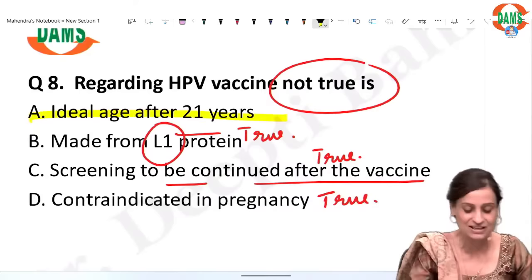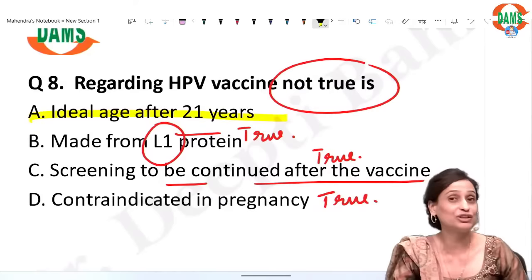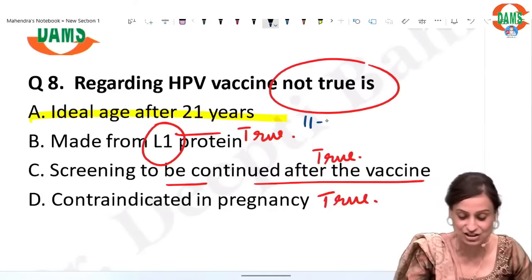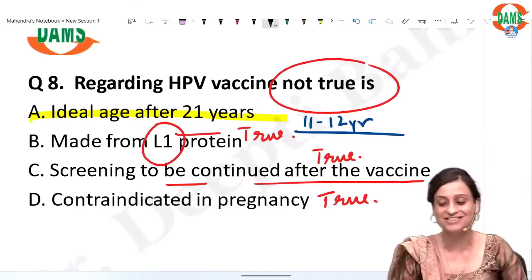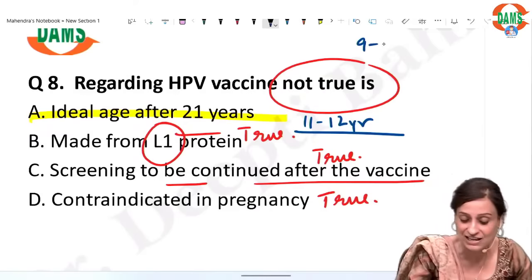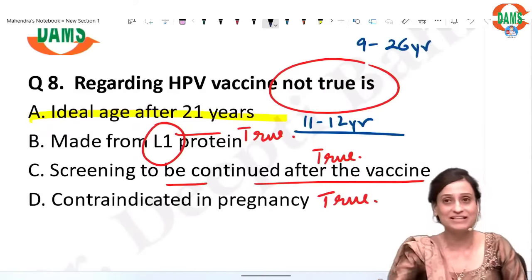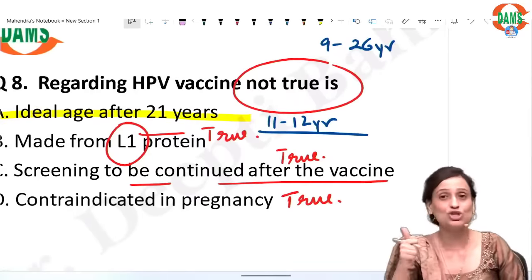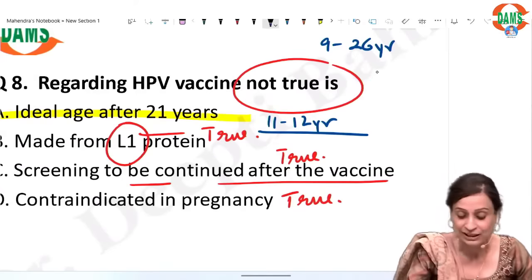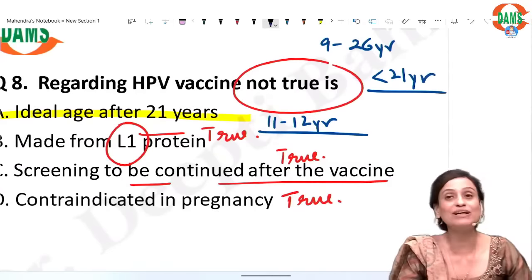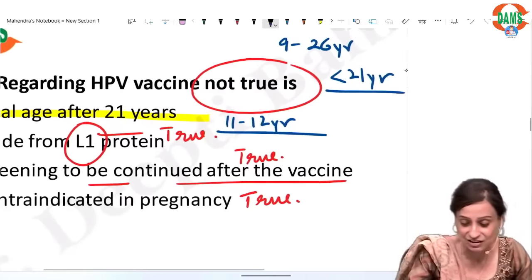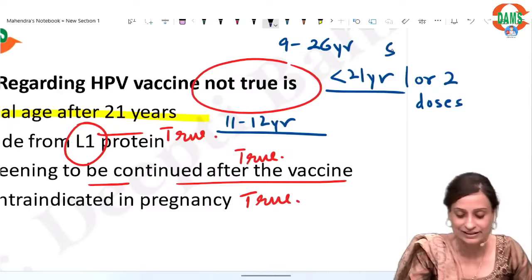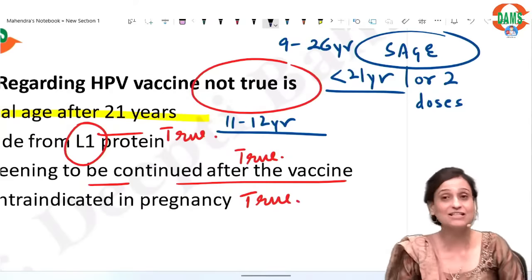The answer is A. Ideal age for the vaccine is not 21 years or beyond. The ideal age is actually 11 to 12 years. That's the ideal age. It can be given as early as 9 and as late as 26, but ideal is 11 to 12. Remember the dosing schedule. If the girl is less than 21 years of age, she can receive one or two doses. Okay, those are the SAGE guidelines, one of the recent PYQs.